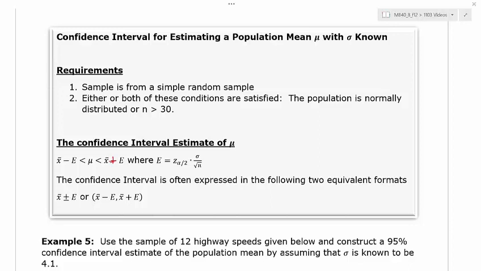So the confidence interval is going to be x bar minus e and x bar plus e. So your sample mean minus your error and your sample mean plus your error. The error in this case, when we know the population standard deviation, is z sub alpha over 2 times your population standard deviation divided by the square root of n. This way of expressing the confidence interval is my preferred way. You could also do it this way if you would like. I would prefer you not to use that middle method.